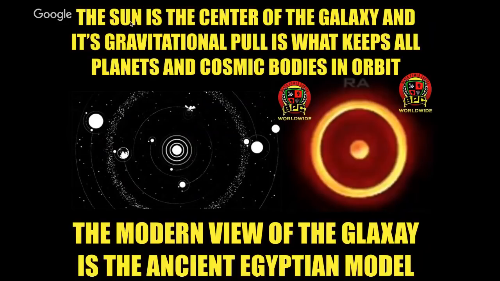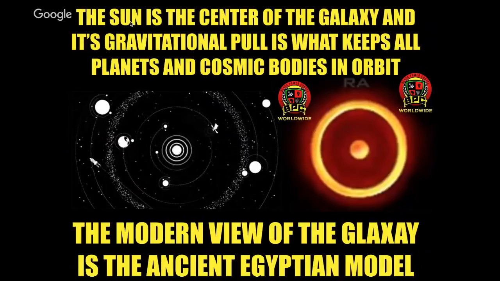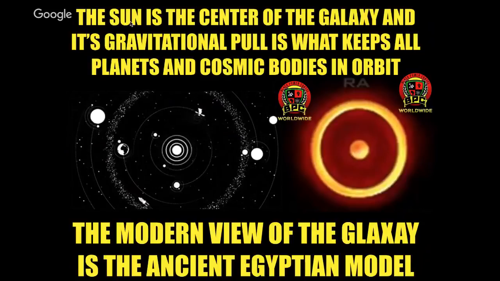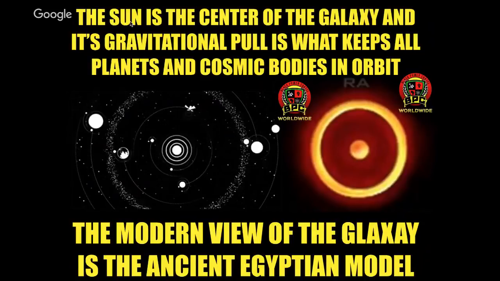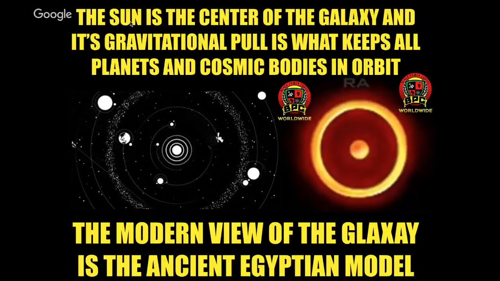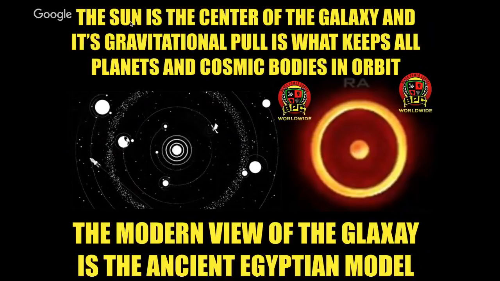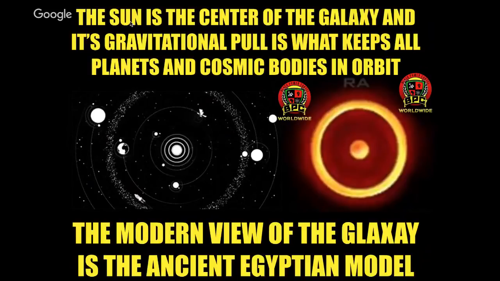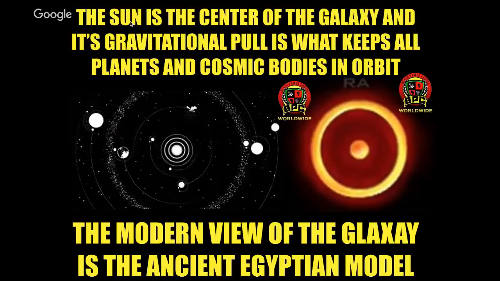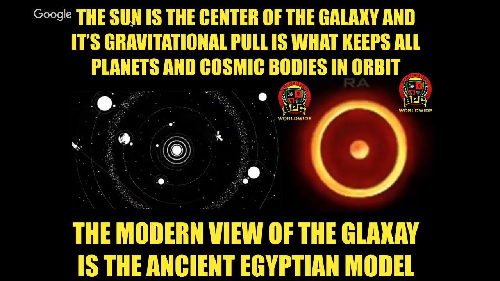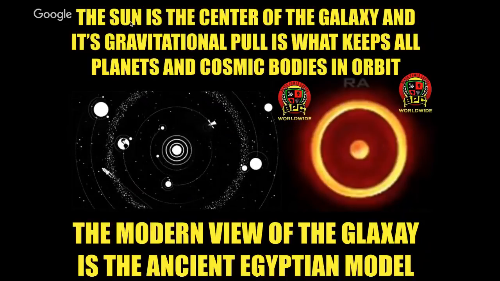Okay? So the sun is the center of the galaxy, and its gravitational pull is what keeps all the planets and cosmic bodies in orbit. The modern view of the galaxy is the ancient Egyptian model. When you look at the symbol of Ra, which is the sun in the middle of the circle, the ancient Egyptians were heliocentric, okay? They did not believe that the earth was the center of the universe. And that must be clear, okay?